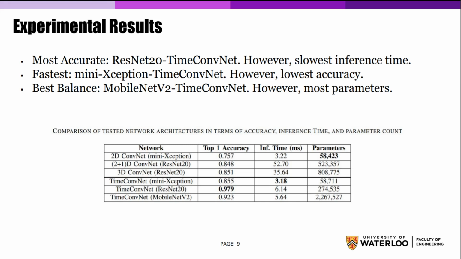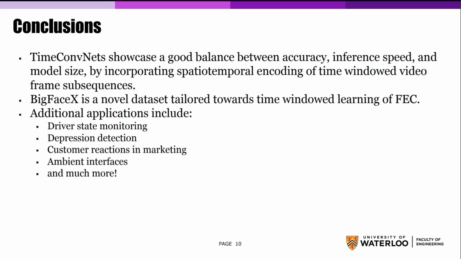For MobileNet v2, we can see that it has a good balance between accuracy and inference time, but actually has 2 million parameters, which is an order of magnitude more than the other two. In this paper, we presented TimeConvNets, which are able to encode spatial temporal information in an efficient manner, and show 3 different models showcasing different balances of accuracy, inference speed, and number of parameters. We also presented BigFaceX, a novel dataset tailored specifically for time-windowed learning.